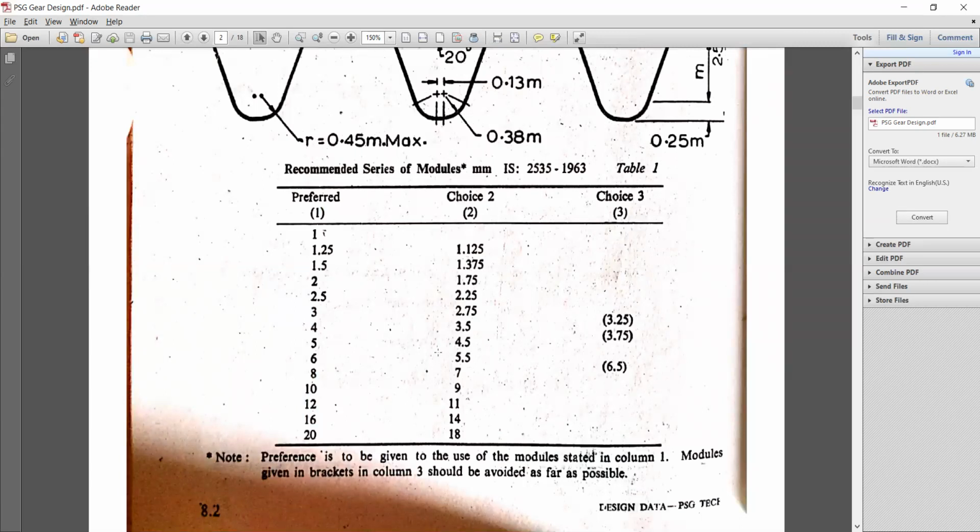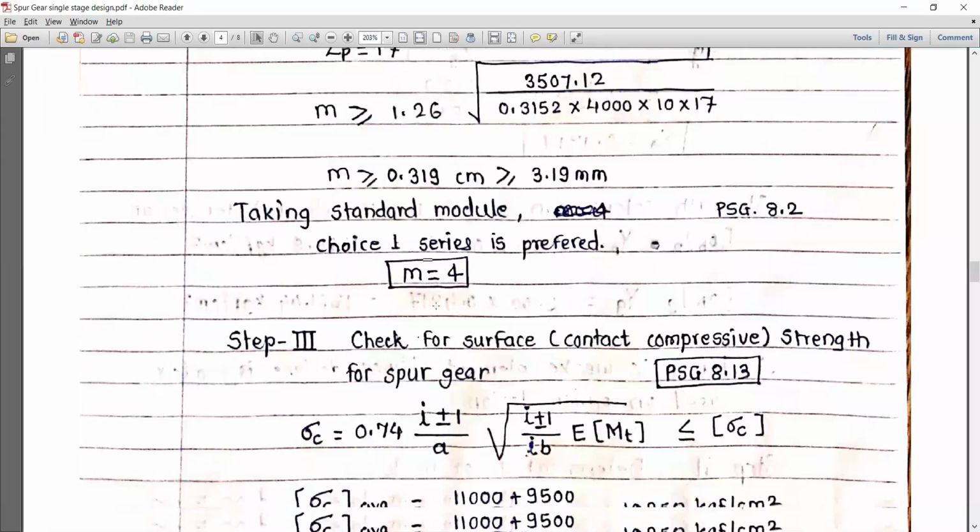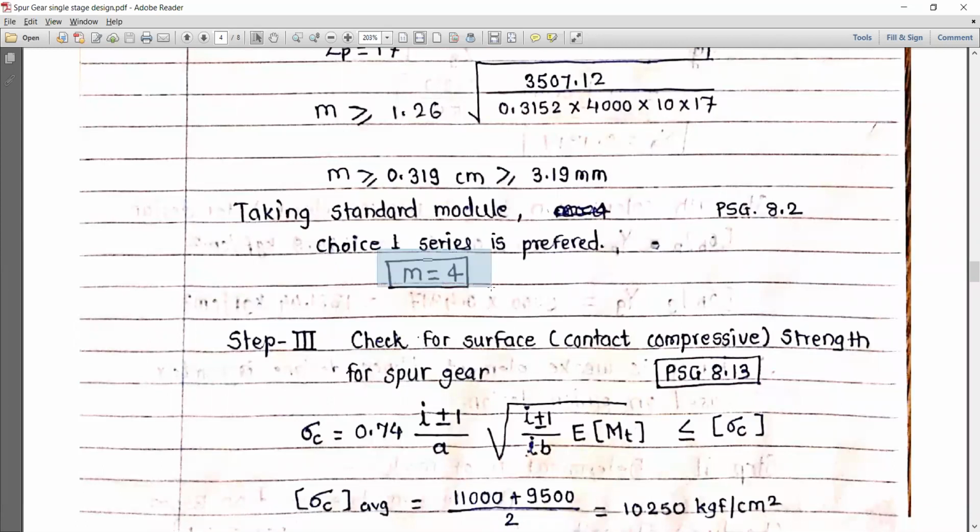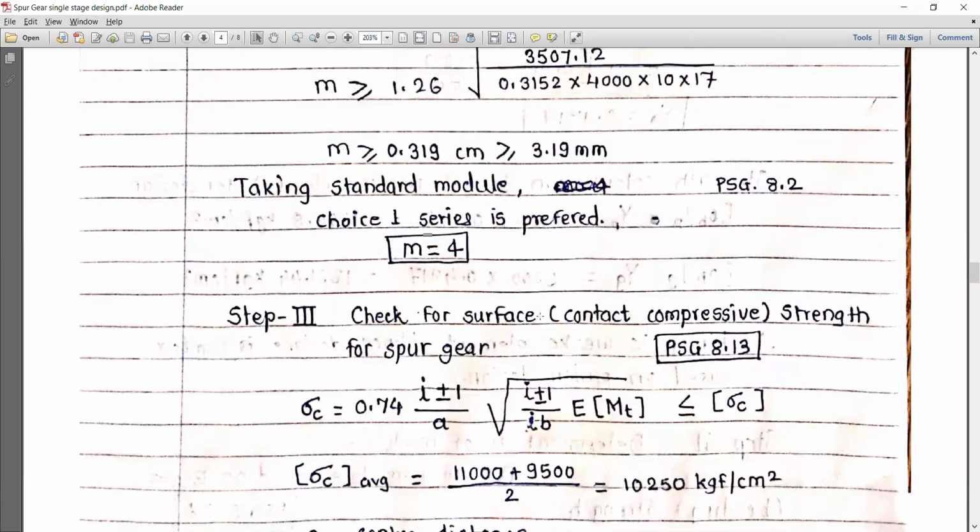ठीक है, तो हमारा कैलकुलेशन का वैल्यू आया है 3 point something. You can select the next one, that is 4 or 5. It depends on the safety purpose. अगर आप 4 लेते हो तो ये नियर बाय आता है, अगर 5 लेते हो so it could be a stronger design. Okay, let's see, we have taken 4. Okay, we have chosen the choice number 1 series, preferred series, and the module is equal to 4.